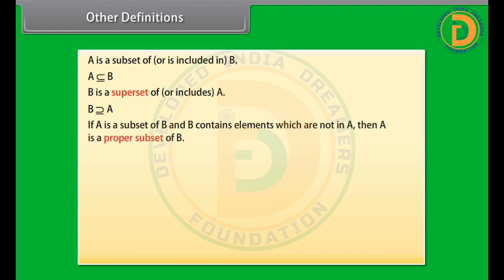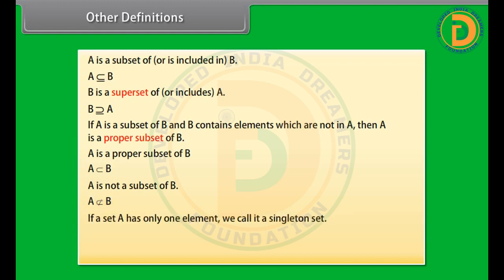If A is a subset of B and B contains elements which are not in A, then A is a proper subset of B. If A is a proper subset of B, we use this symbol to designate that relationship. If A is not a subset of B, we write it this way to designate that relationship. If a set A has only one element, we call it a singleton set. Thus, A is a singleton set.